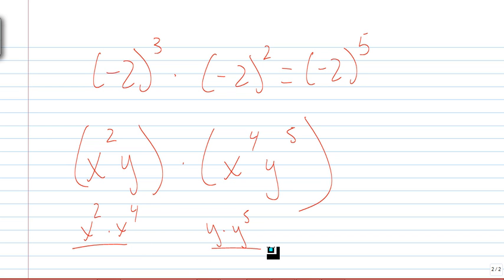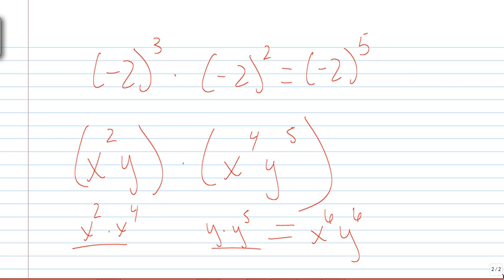Now we can do this with our x's. It'll be x to the 2 plus 4, which is 6th, and y to the, even though there's not really something here per se, you still have one y. There's a 1 there that is understood. So 1 plus 5 would be 6. So I have x to the 6th, y to the 6th. Now this is the product rule. Remember, the product rule states that you keep your like base and add your exponents.